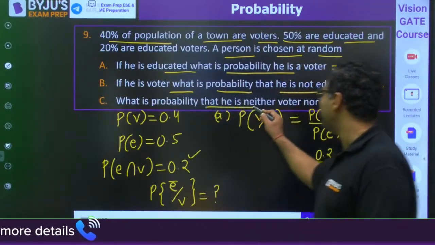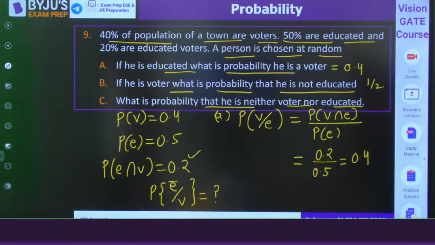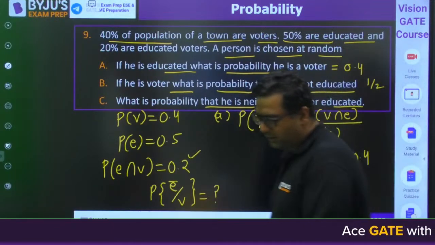What is the probability that he is neither voter nor educated? Neither voter nor educated.